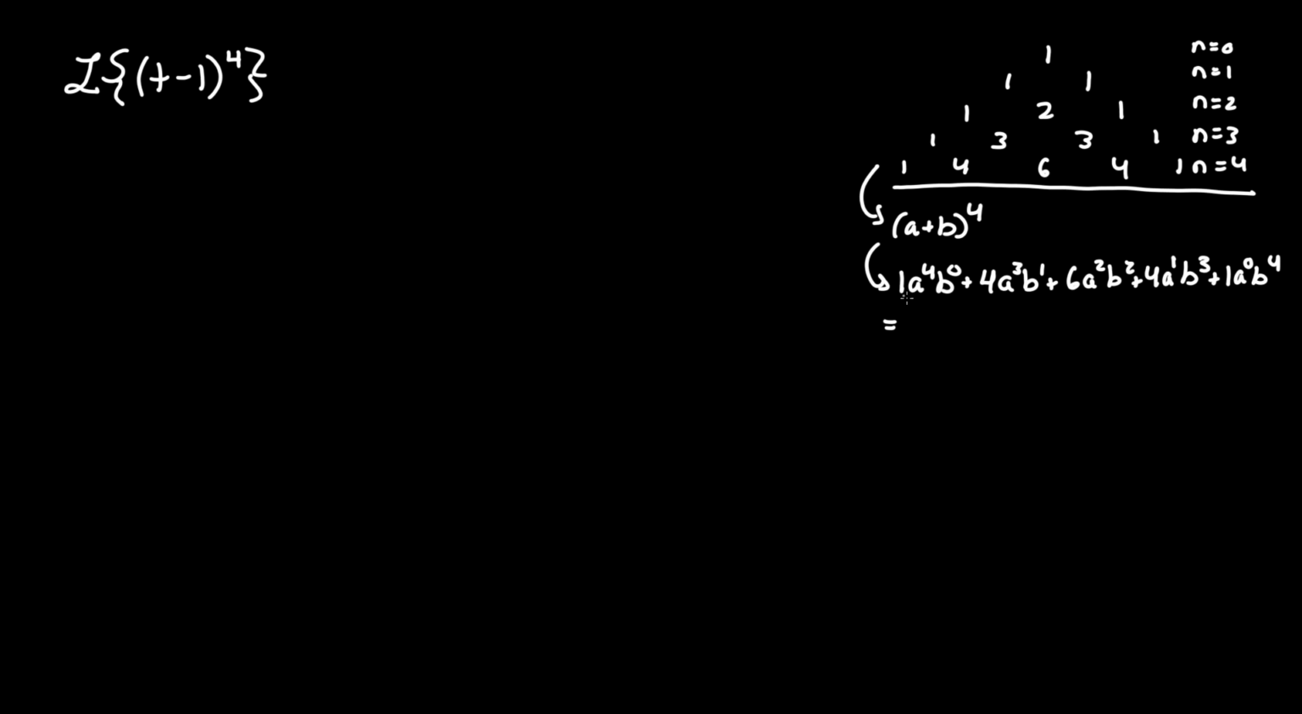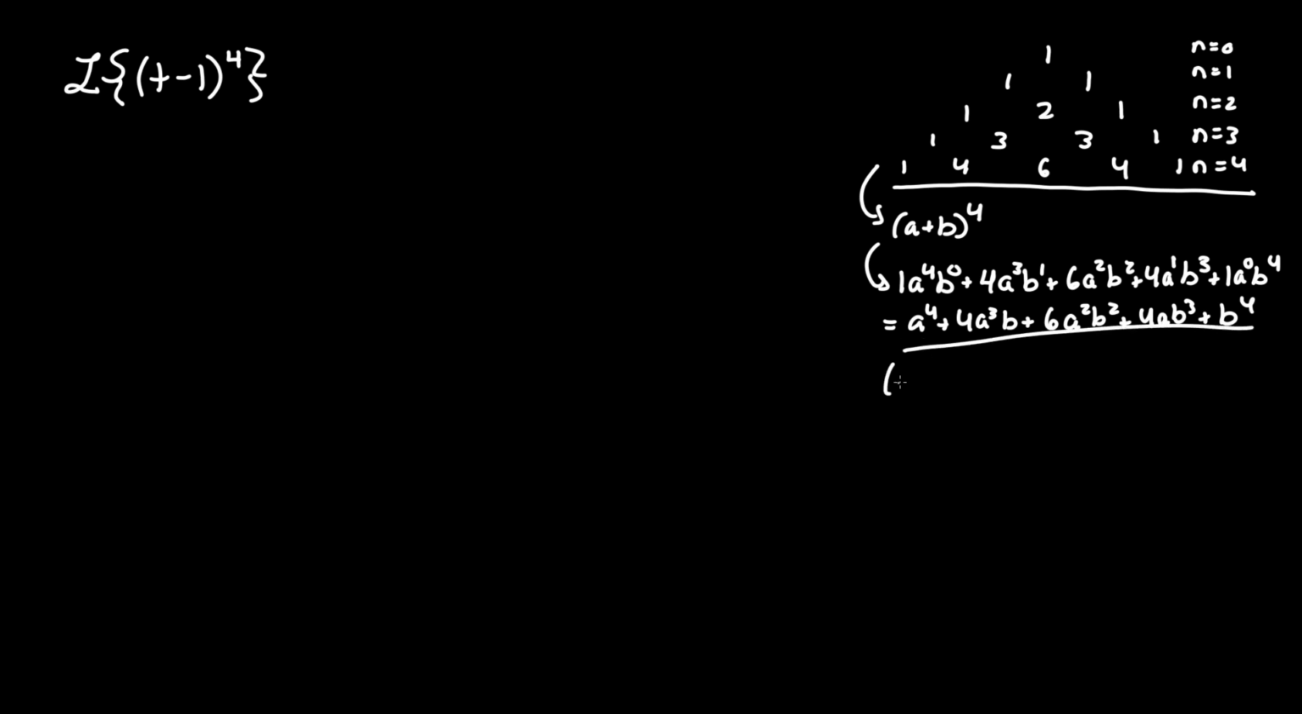Simplifying, this term will become simply a to the 4th, since any constant to the power of 0 is still 1, plus 4 a cubed b, plus 6 a squared b squared, plus 4 a b cubed, plus b to the 4th.